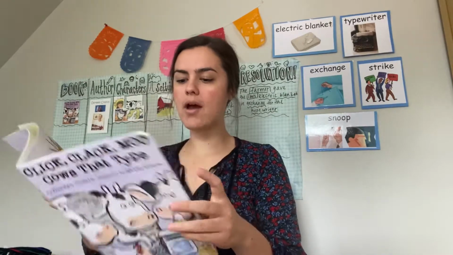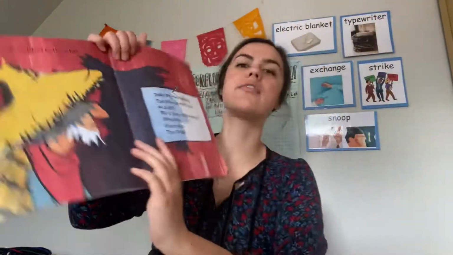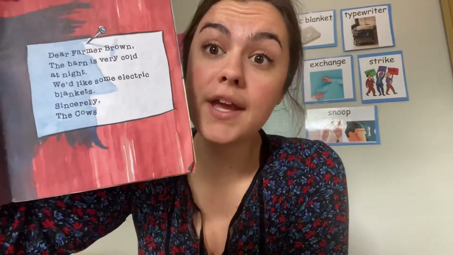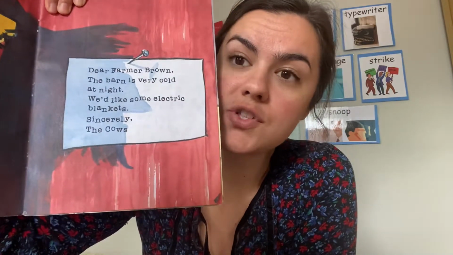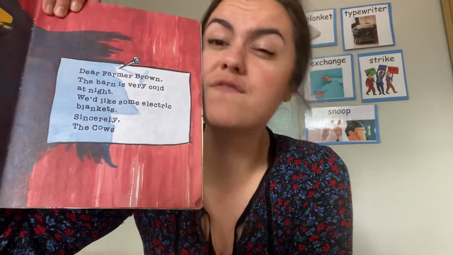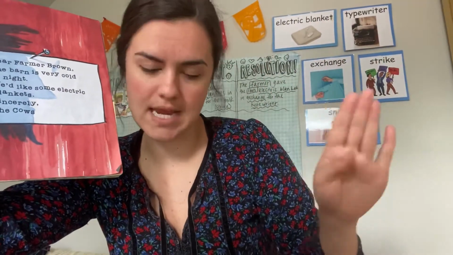is all about how these cows learned how to type, and they wrote a letter to Farmer Brown. So we're going to look at the letter, and we're going to talk about everything you need to make a letter. And then maybe you could write a letter too, okay? So there's three main parts to a letter that I want to show you about. Eventually, we're going to talk about the date, but we're not going to worry about the date yet.